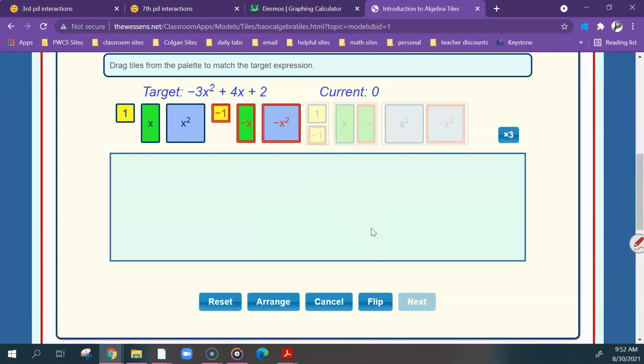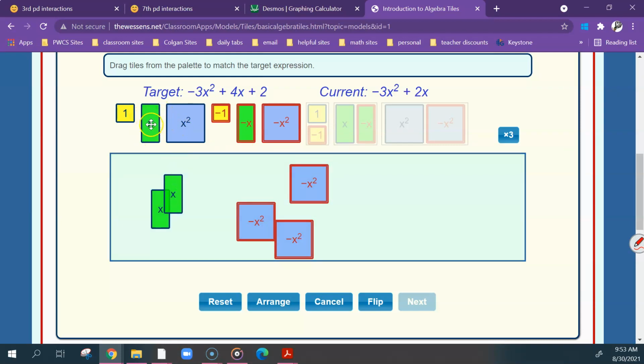What about this one? Negative 3x squared plus 4x plus 2. 3 negative x squared. Yes. What else? 4x. 4 of the positive x's. Yep. And 2. 2 ones. Positive ones.